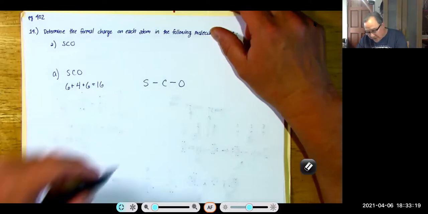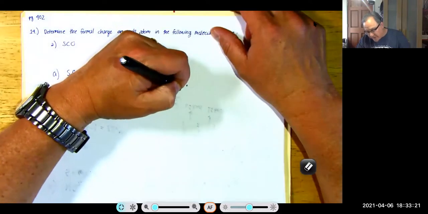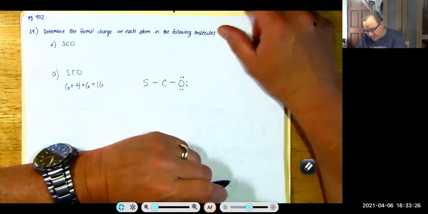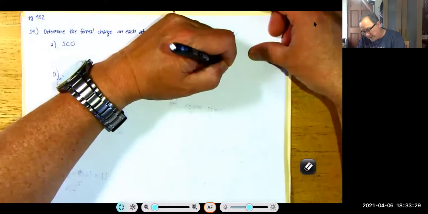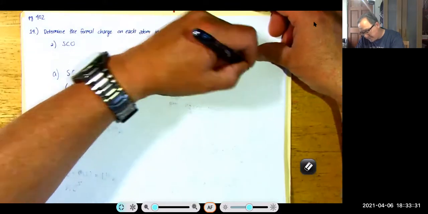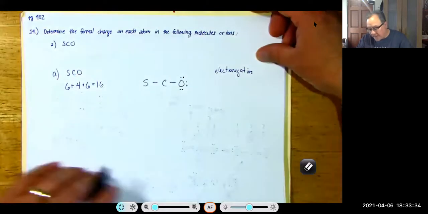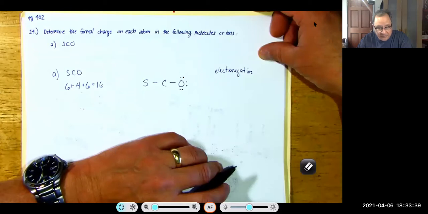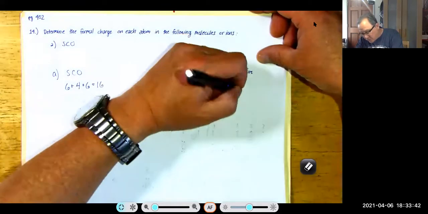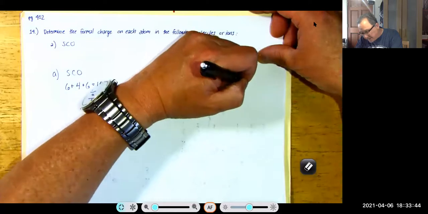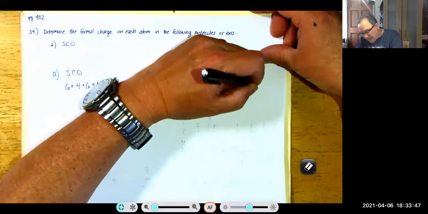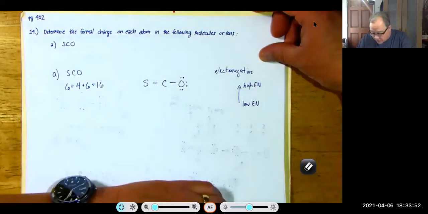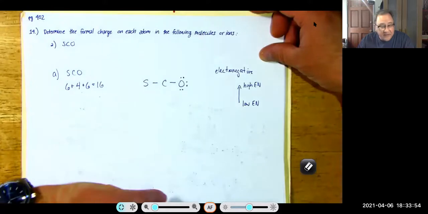Okay, so we're going to put the electrons around oxygen first. And the general rule of thumb is you put the electrons around the more electronegative atom first. So when we say electronegative, it's the atom that likes electrons the most. And the way it works in a group is that the ones at the top have a high electronegativity. The ones at the bottom have a low electronegativity. So oxygen is more electronegative than sulfur.